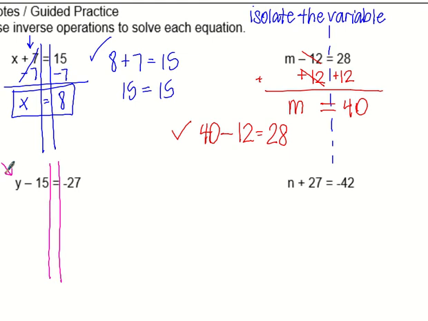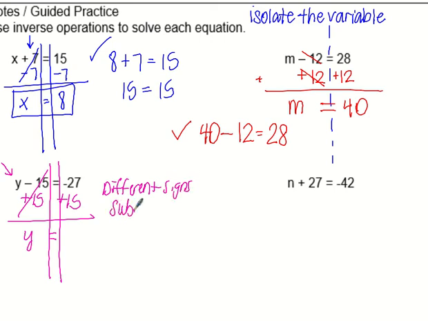So that means that negative 15, or that subtract 15 that's on the same side, I need to move it. So if I add a 15 to one side, I have to add a 15 to the other side. These cancel out. Y equals. Now you guys got to go back to, these are different signs, right? So different signs mean we subtract the numbers. I'm going to subtract 27 minus 15 is going to give me a 12. And then we take the sign of the larger number. So our answer is going to be a negative.